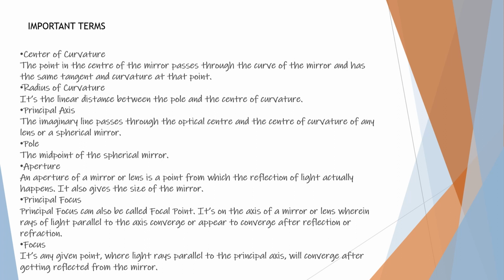Aperture. The aperture of a mirror or a lens is a point from which the reflection of light actually happens. It also gives the size of the mirror. Principal focus. Principal focus can also be called focal point. It is the point on the axis of a mirror or lens where rays of light parallel to the axis converge or appear to converge after reflection or refraction. Focus. It is any given point where light rays parallel to the principal axis will converge after getting reflected from the mirror.